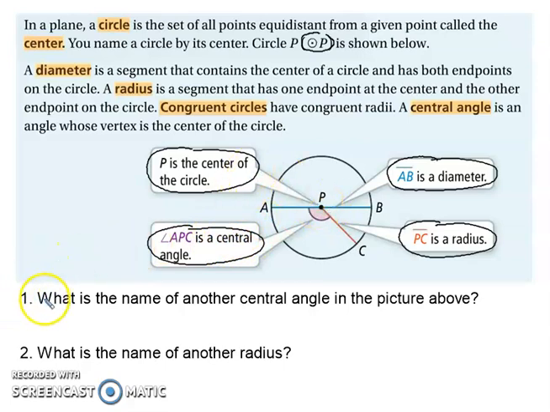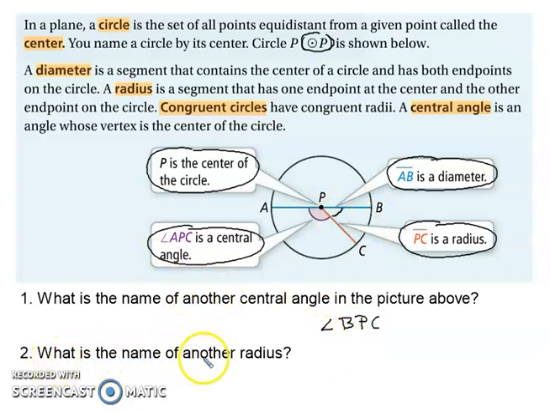So one of the questions at the bottom was, what is the name of another central angle? Well, the one that's marked with purple here, APC, is one of them, but any angle formed by two radiuses touching at the point P would be a central angle. So for example, B to P and then P to C, this angle right in here would also be a central angle, so I will name that BPC.